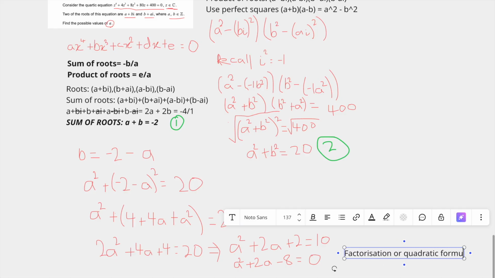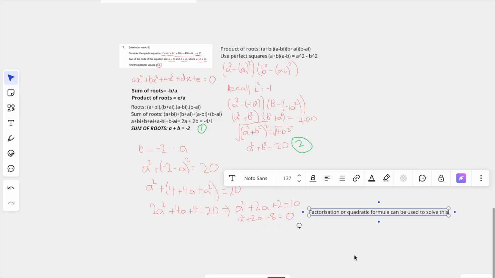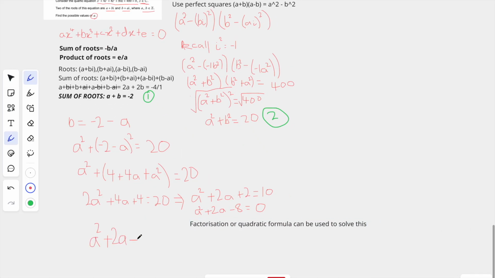For this video, we will go ahead with the factorization method. After subtracting 10 on both sides, we have a squared plus 2a minus 8 equals 0. This can be factorized as a plus 4 times a minus 2 equals 0, thus leading to the answer that a can be negative 4 or a can be 2.